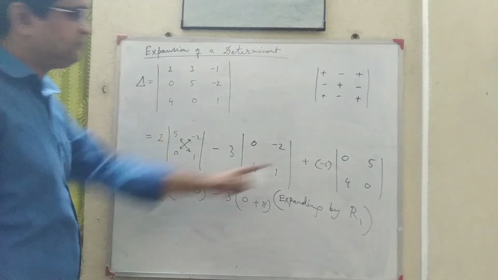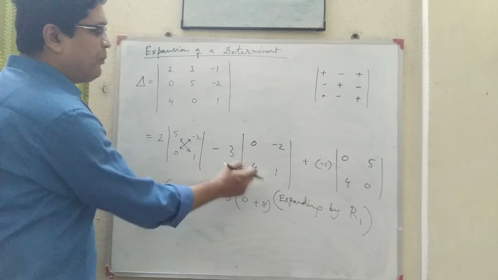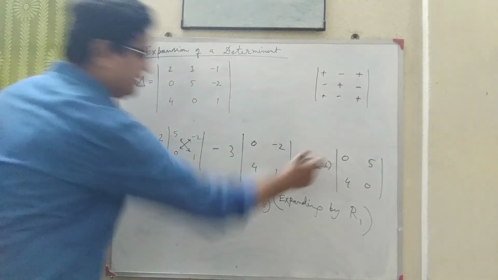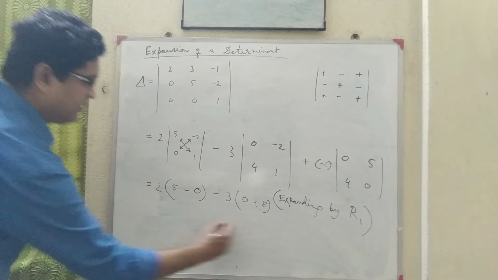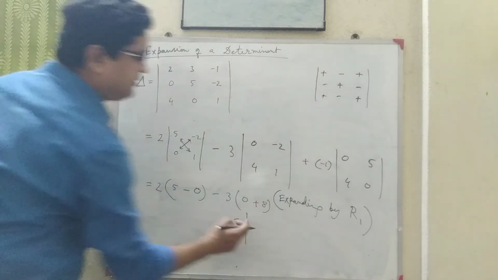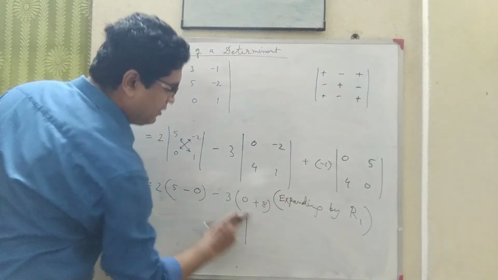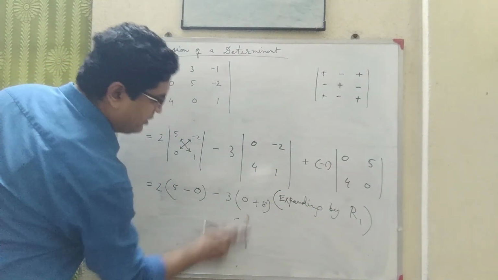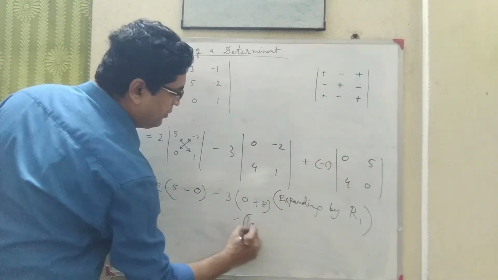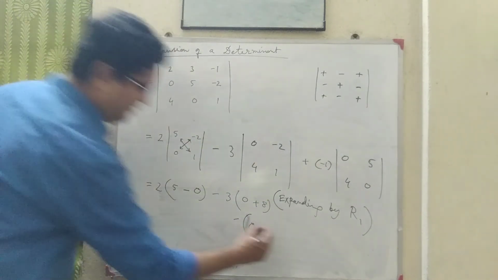So this will be 0 plus 0 into 1 is 0, minus 4 into minus 2 will be minus plus 8. Next, plus minus 1 means minus 1, minus 0 into 0, sorry, you have to give the first bracket. 0 into 0 is 0, minus 5 into 4 will be 20.